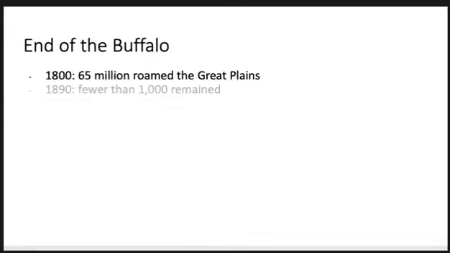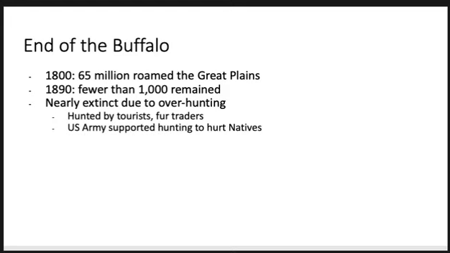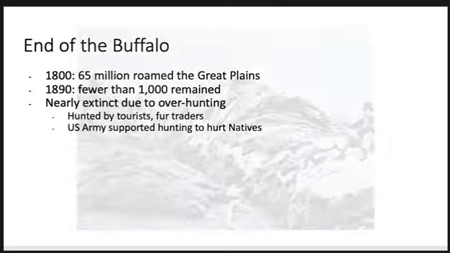Another reason why Native Americans struggled was because of the near extinction of the buffalo on the Great Plains. In 1800, 65 million buffalo roamed the Great Plains, but less than 100 years later, by 1890, fewer than 1,000 remained. They nearly went extinct due to overhunting. They were hunted by tourists, they were hunted by fur traders, and the U.S. Army supported hunting in order to hurt the Native Americans. They knew the Native Americans relied on buffalo in the Great Plains, and so they knew by killing buffalo and letting them go to waste that it would hurt the Native Americans.